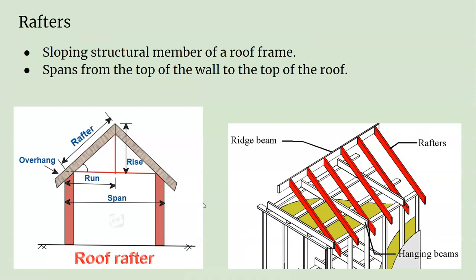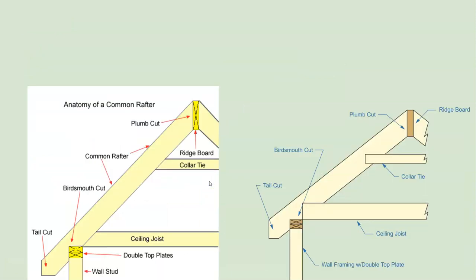All right, so rafters themselves are the sloping members of the roof. So there they are right there. That's pretty much what holds up the roof. All right, some roofs have what you call a ridge board there, and that's what they attach to.